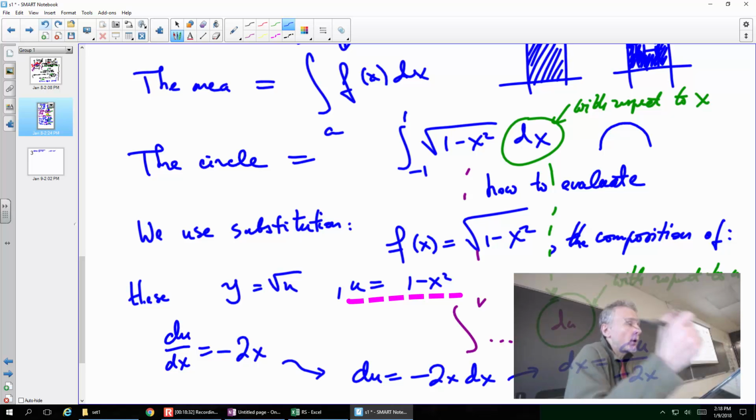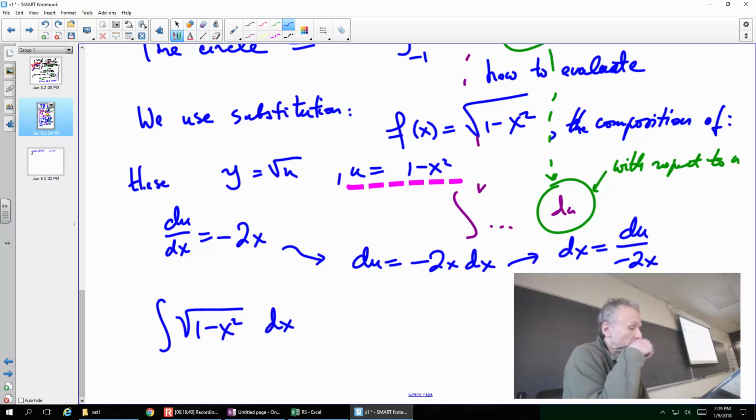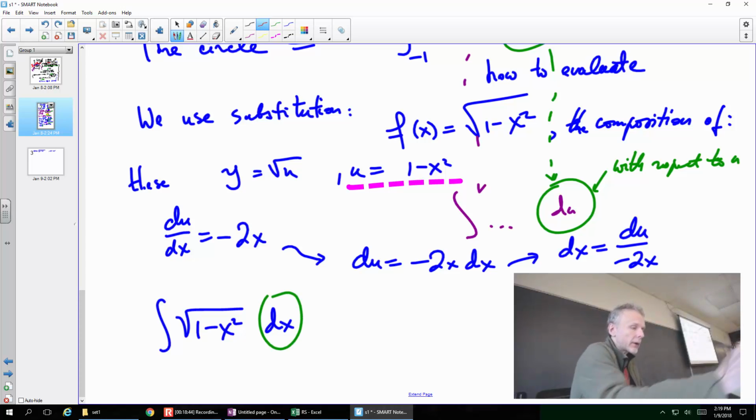One is, so the integral of the square root of 1 minus x squared dx. So x appears twice, and we need to get rid of this, or rather that. Okay, we know that this is u. That's by design, 1 minus x squared, all right? And now we know also what dx is. It is du over negative 2x.